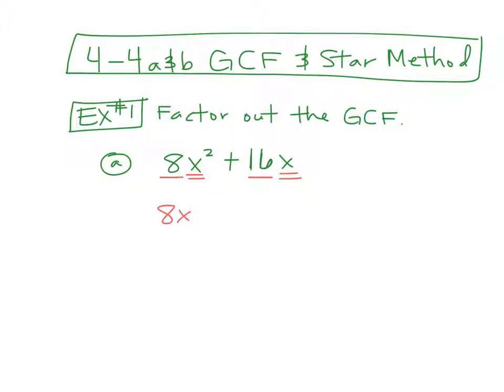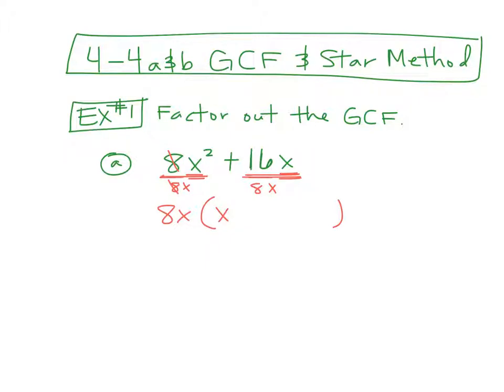So what you're doing is basically saying 8x squared divided by 8x and 16x divided by 8x. You're just dividing by whatever that greatest common factor is you pulled out. So 8x squared divided by 8x, this is 1. X squared divided by x. Do you remember what you do when you divide with exponents? Subtract, right? So x to the second divided by x to the first is x to the first. Okay?